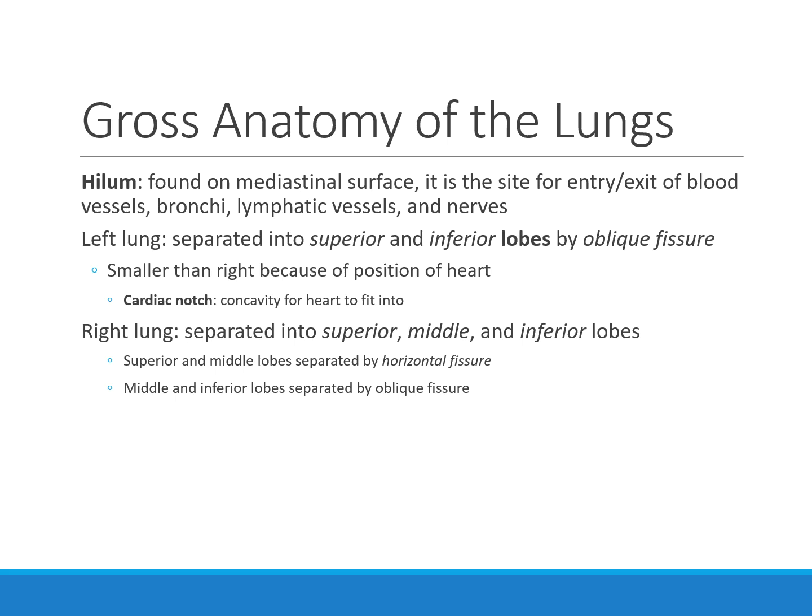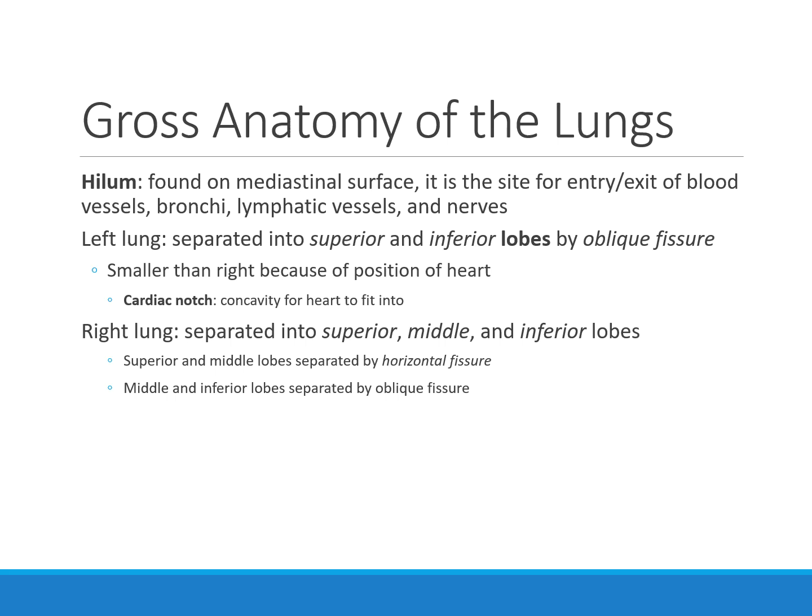Your left lung is separated into a superior and an inferior lobe, and the structure that separates those is called the oblique fissure. Remember that the left lung only has two lobes. It's smaller because the heart takes up a big portion of that space. The area where the heart is sitting on the medial aspect of the lung is called the cardiac notch.